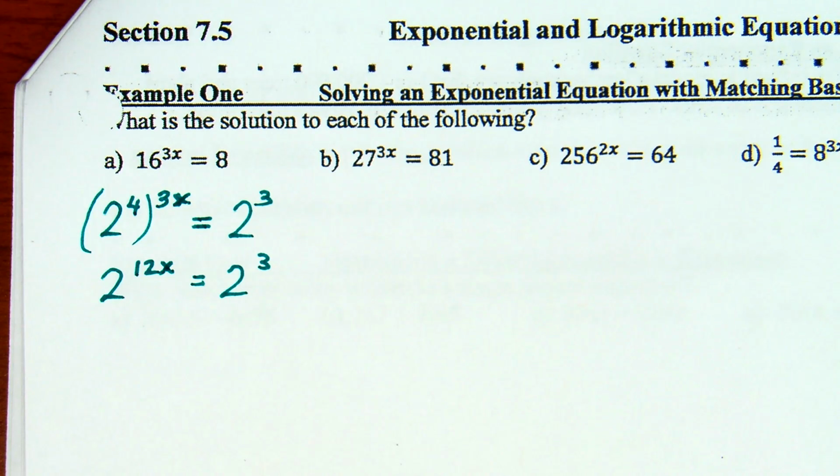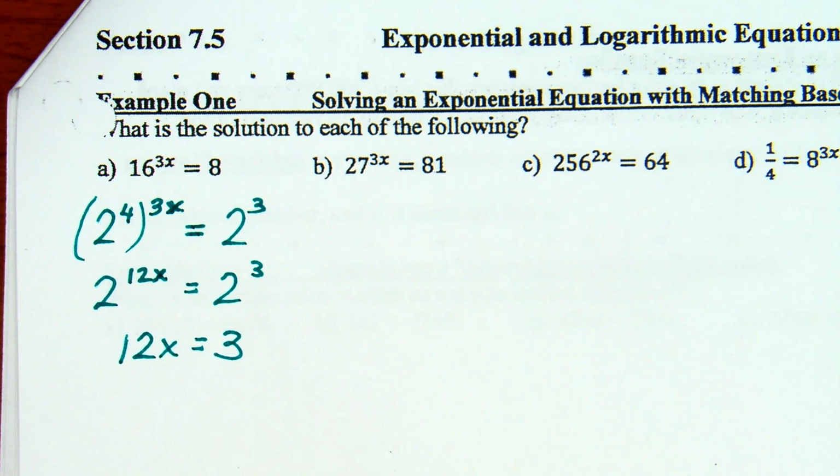How do we continue solving? If the bases are the same, you can drop the bases off and set the exponents equal to each other. That was the whole point of getting the bases the same. So drop the 2s off, and I have the equation 12x equals 3. And you can solve this, yes? If it's 12 times x, what do we do?